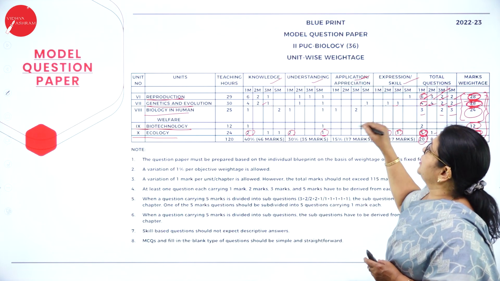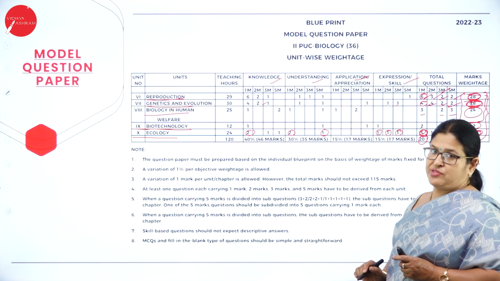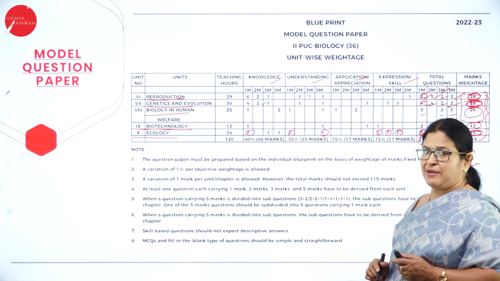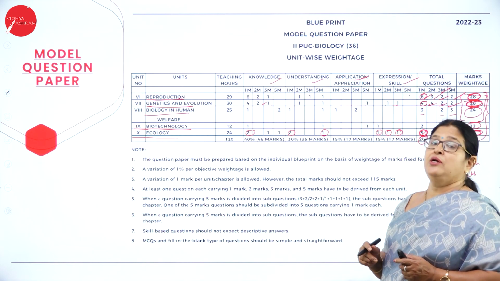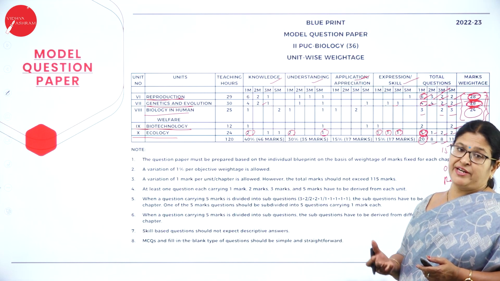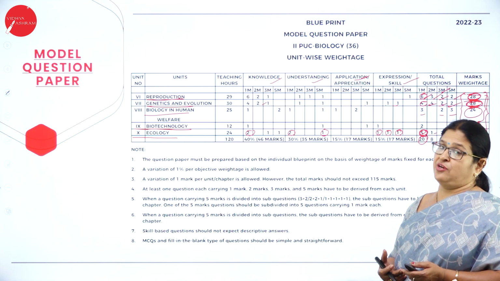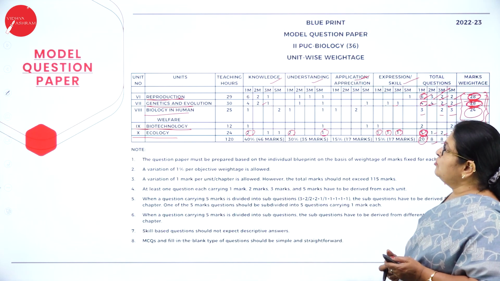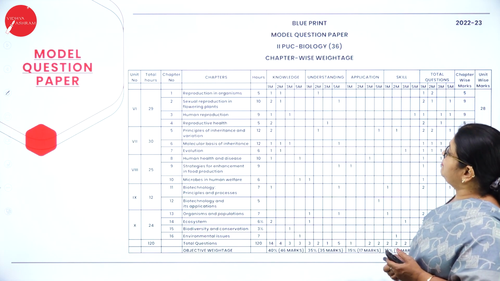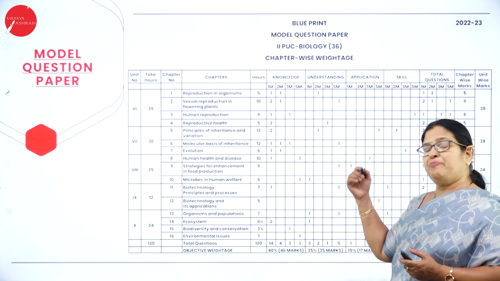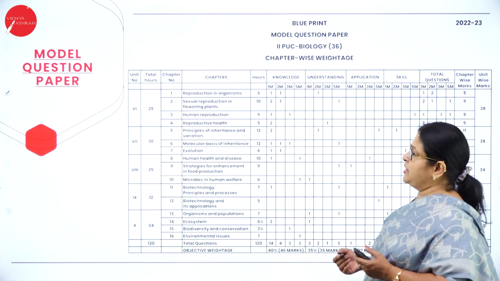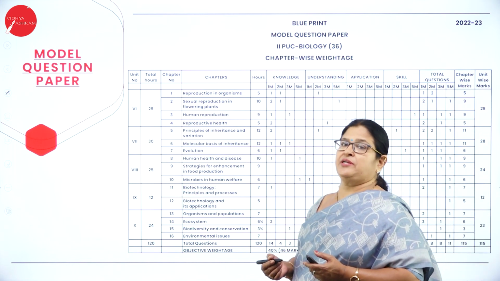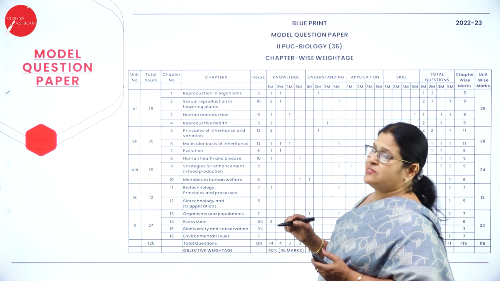So this is the unit-wise weightage given by the board examination, that is the PU board, so that you'll be able to understand the units which have more weightage of marks and plan yourselves for your study. Moving on to the next slide, chapter-wise weightage. The previous slide was unit-wise weightage of marks. Let me discuss in this particular slide the chapter-wise weightage.